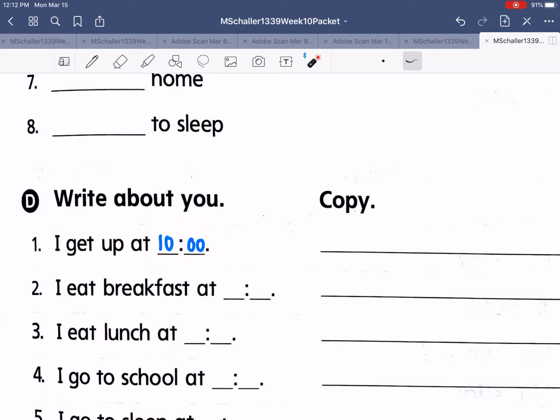So then I eat breakfast at, for me, probably 11 o'clock in the AM. So I'll write the AM for you. So I get up at 10 a.m. I eat breakfast at 11 a.m. For you, maybe I get up at 7 a.m. I eat breakfast at 7:30 a.m.